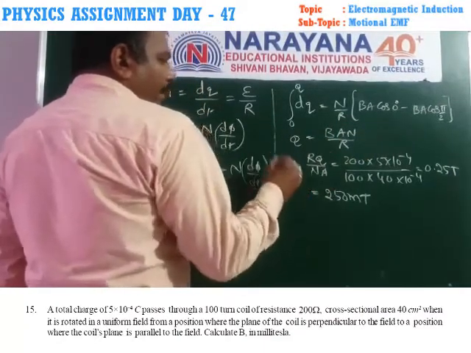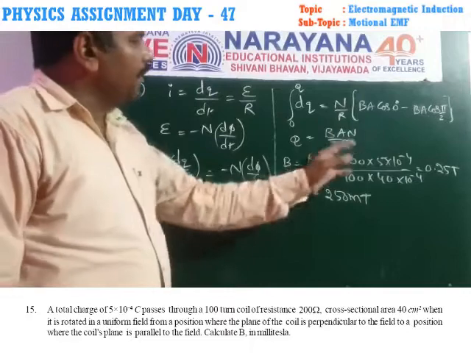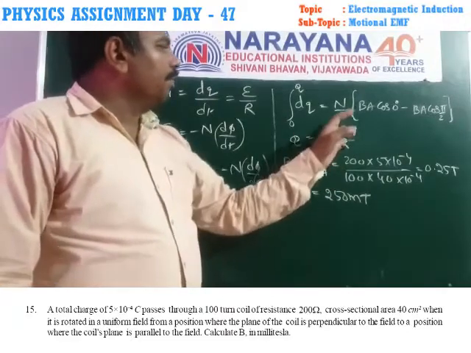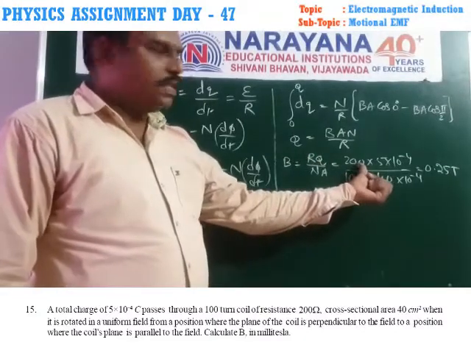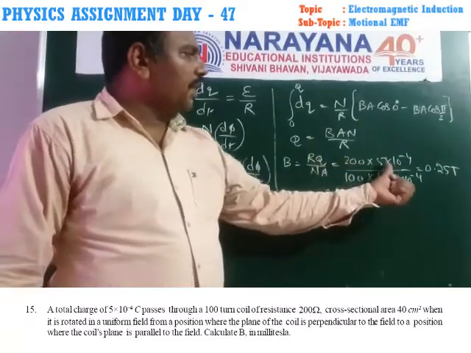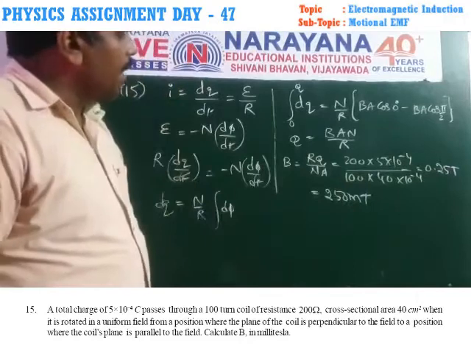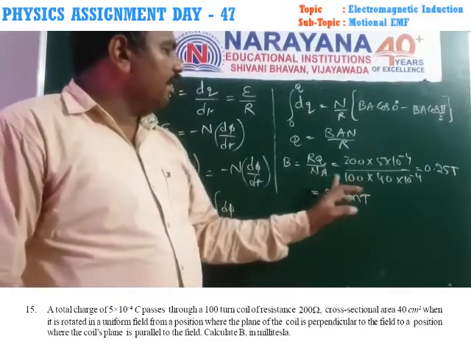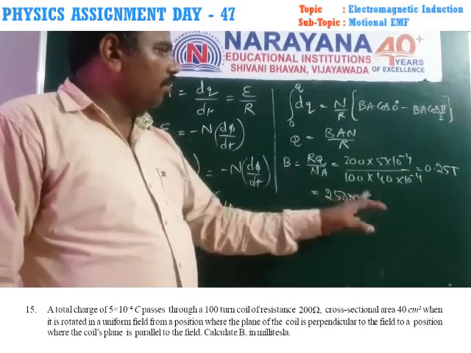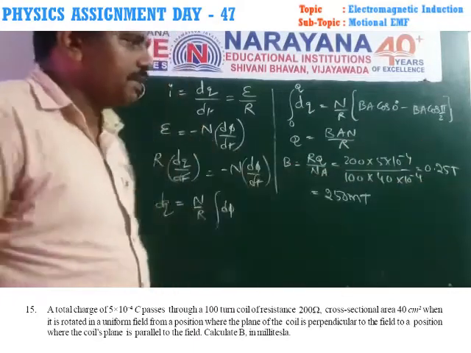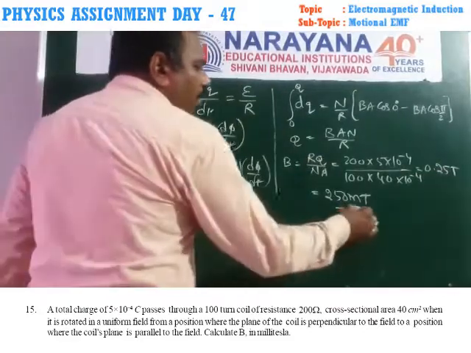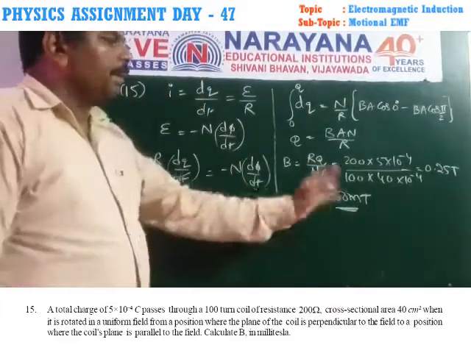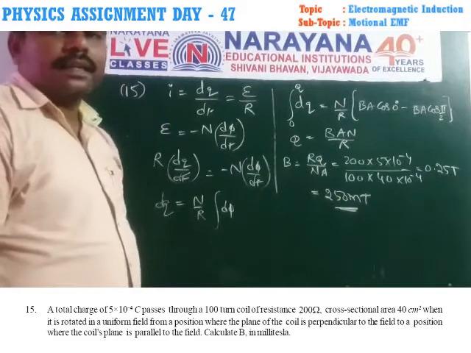But we have to find the magnetic field value. The magnetic field value is obtained as R into Q by N A. So resistance in the circuit is 200, given. Charge is 5 into 10 power minus 4. The number of turns is 100. And area of the loop is equal to 40 into 10 power minus 4. On calculating it, we get 0.25 Tesla, which is equal to 250 millitesla. This is the external magnetic field.